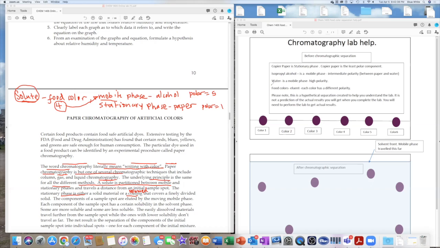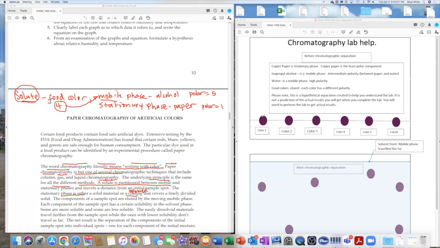Once again, me going off script, when you do apply your food color to the paper, the food coloring will bind first to the paper, right? And so here in this hypothetical example I provided, you have 6 different food colors. Sadly, they all look the same, right? But imagine them being different colors, right? Color 1, 2, 3, 4, 5, 6.